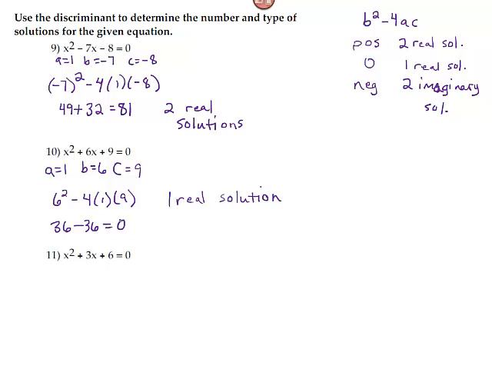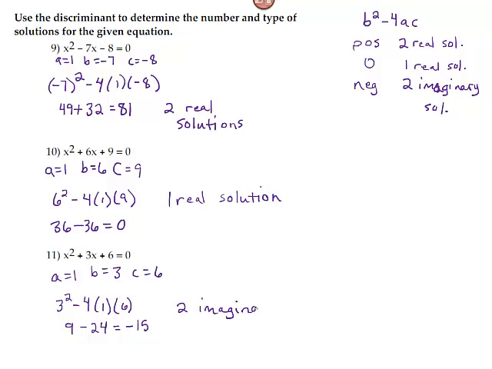Wow, these happen to go in the same order as my little chart thing over here, but that probably won't happen on the test. We'll see. A equals 1, b equals 3, c equals 6. So b squared minus 4ac. So that's 9 minus 24, which is definitely a negative number, negative 15. So that's 2 imaginary solutions.